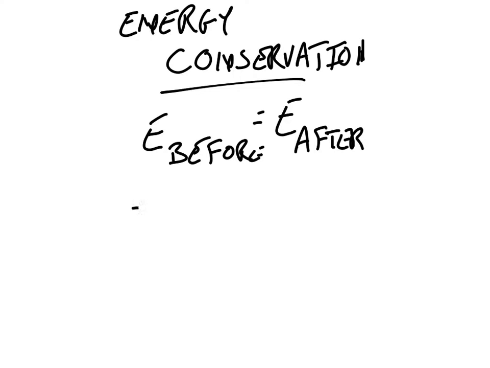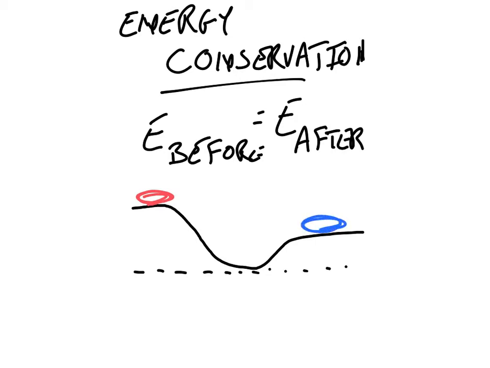It starts up on a hill, goes down, maybe there's another hill. Here is ground level. And then here's where the coaster's starting, up on the hill. So this is the before. Let's say we want to know how fast it's going once it gets to here. So that's the after. We got the after here, we got the before here.